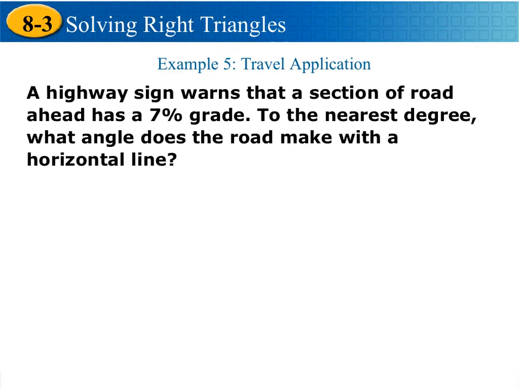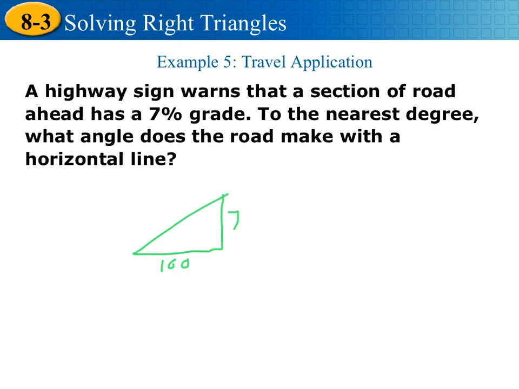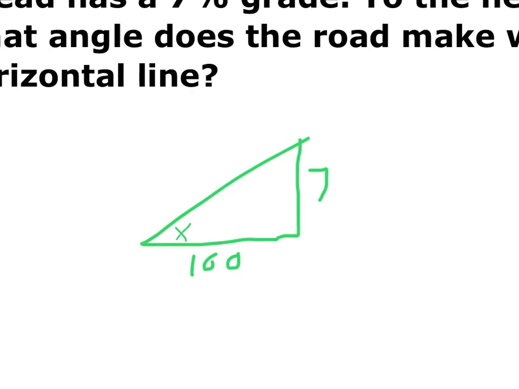So a highway sign warns that a section of the road ahead has a 7% grade. To the nearest degree, what angle does the road make with the horizontal line? So we have a road that has a 7% grade. When the grade is 7%, that means for every 100, let's say feet or miles, it doesn't matter, we're increasing 7. So this is what our triangle will look like. So it's asking, what angle does the road make with the horizontal line? So it's asking for this angle here, angle X.